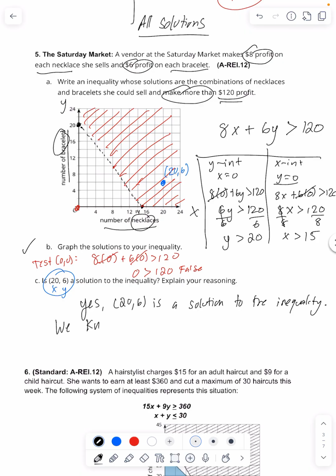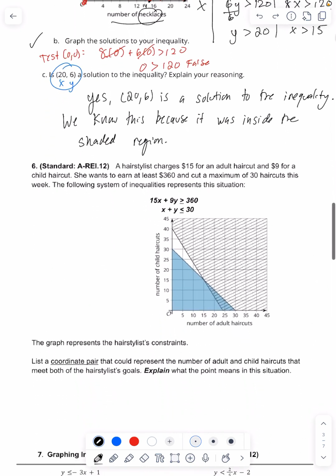We know this because it was inside the shaded region, right? So in this case, it was within our shaded region. These are all possible solutions here, right? So therefore, that one was inside, so it is a solution.